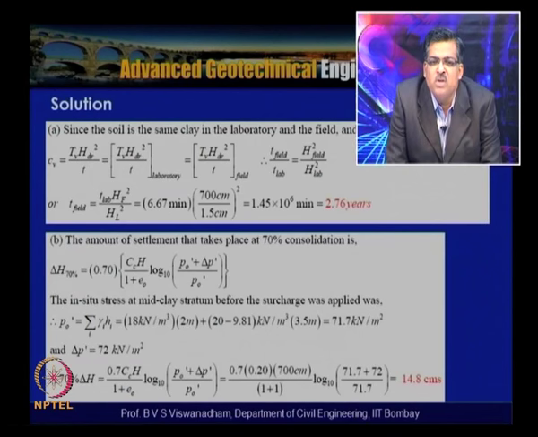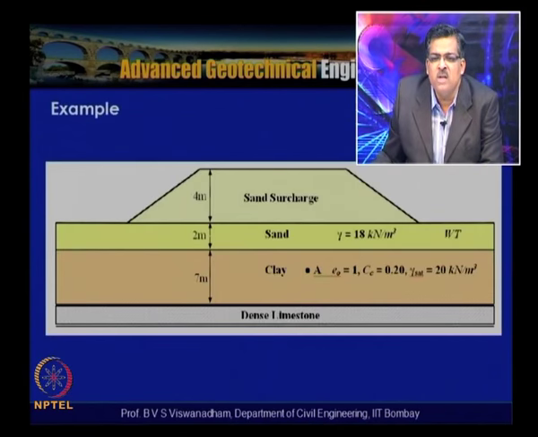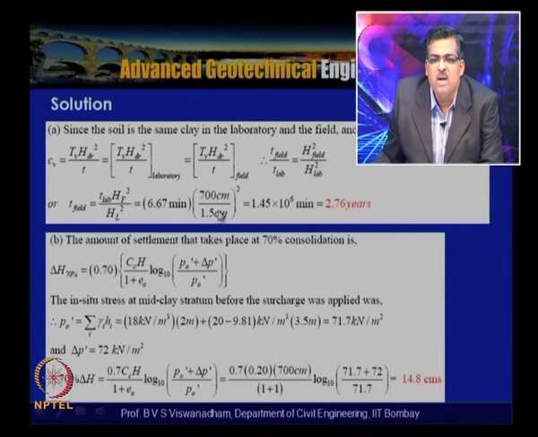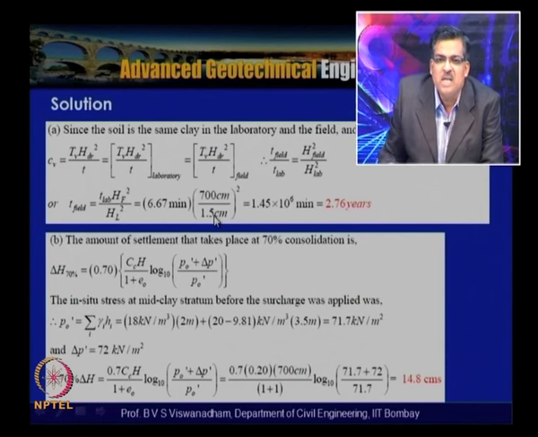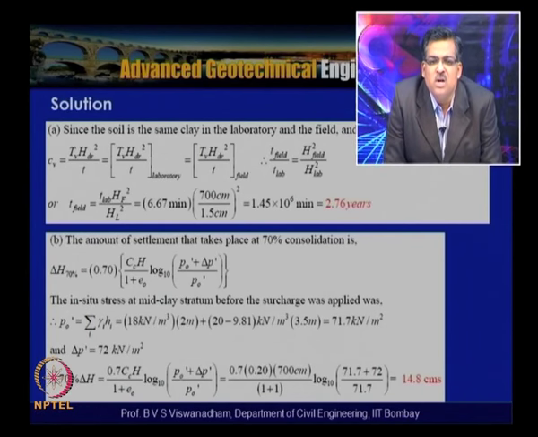So, we have measured t lab as 6.67 minutes, and Hf is given as 7 meter thick clay. The thickness of the sample is 30 mm, but it is doubly drained, so we take 30 by 2, that is 1.5 centimeter. To equalize the units, we have taken centimeter units, and with this we get that the time for 70% consolidation is about 2.76 years.